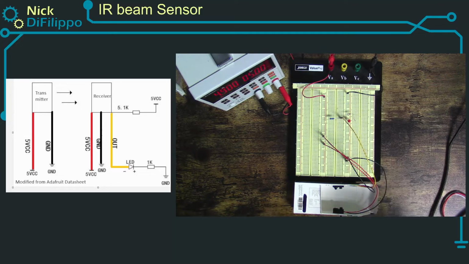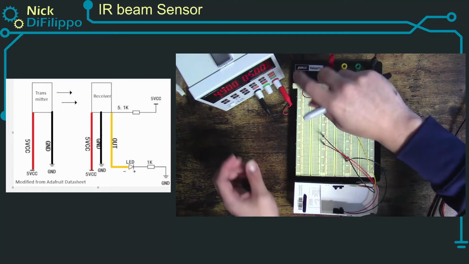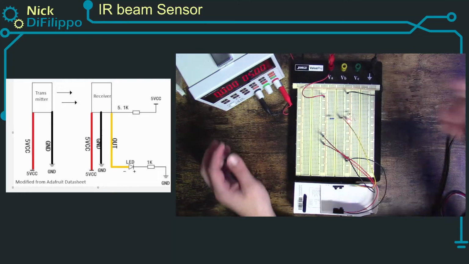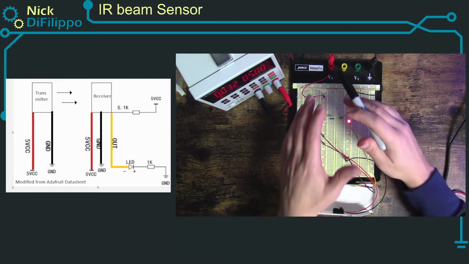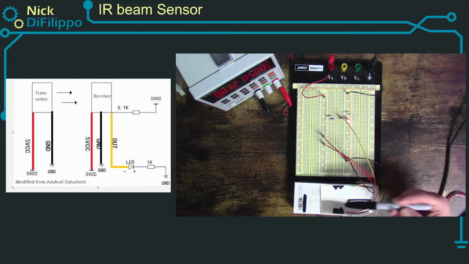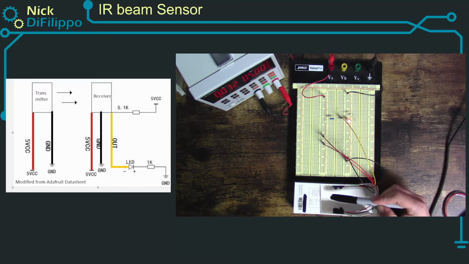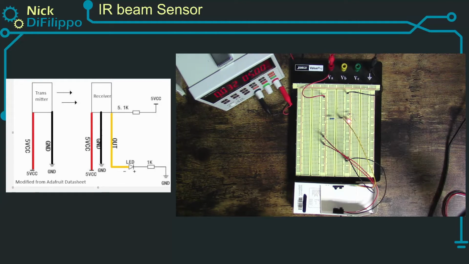When I turn the power on, the LED should be on, and there it is, the LED is on until the beam right here is broken. When the beam is broken, the LED is going to turn off. When it's unbroken and the receiver is receiving something, it turns back on. So it's a good way to have a non-contact sensor. If something trips the beam, you'll be able to record that.